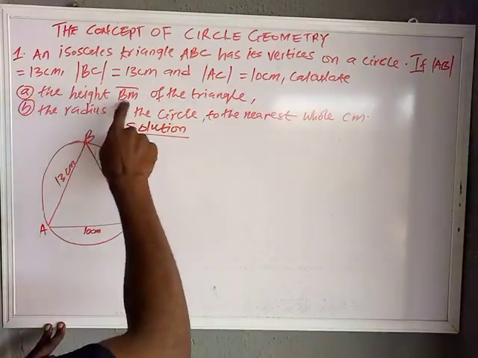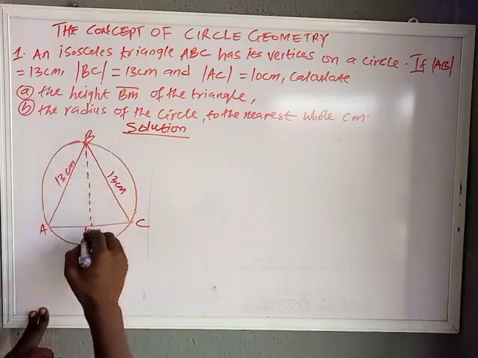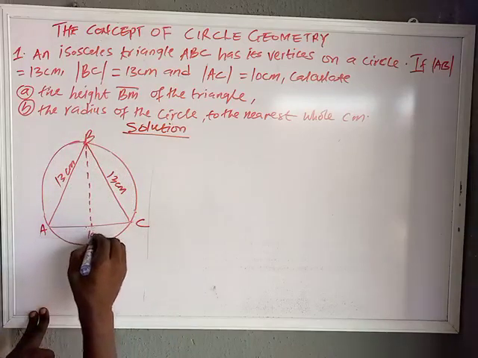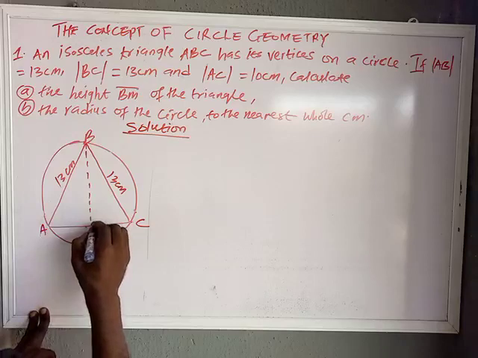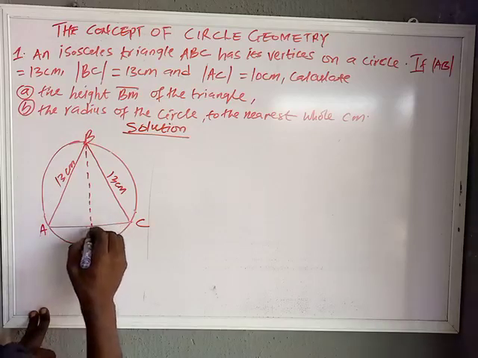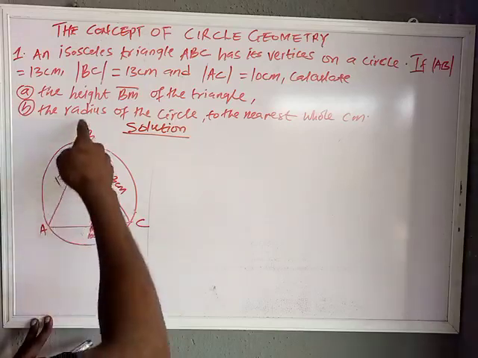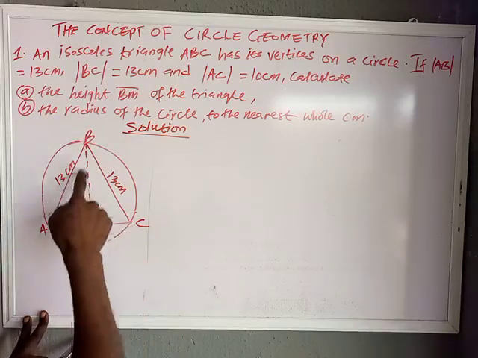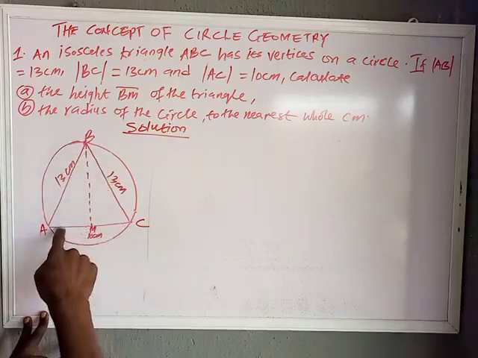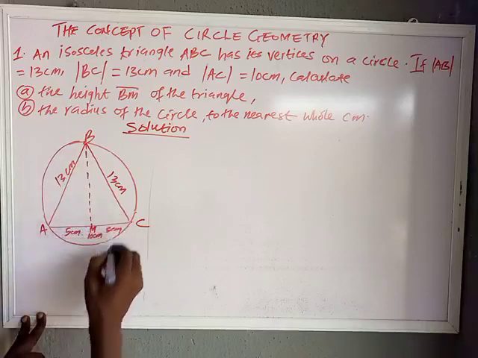Now they say we should calculate the height BM. So let's use broken lines for the height. This is 10 centimeters, that's the whole of this line, and this is our M, the midpoint. We're asked to look for the length of this height. If the whole line is 10 centimeters and the midpoint M divides this line into two equal parts, then here will be 5 centimeters and here will be 5 centimeters.